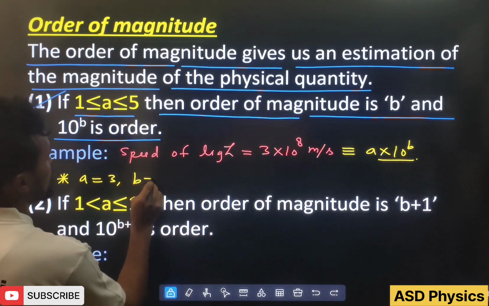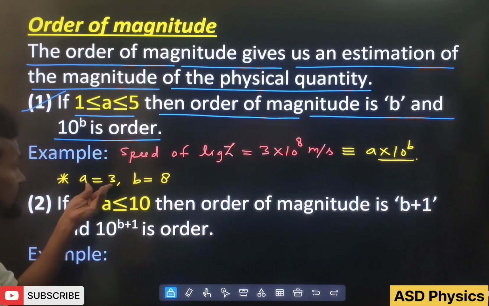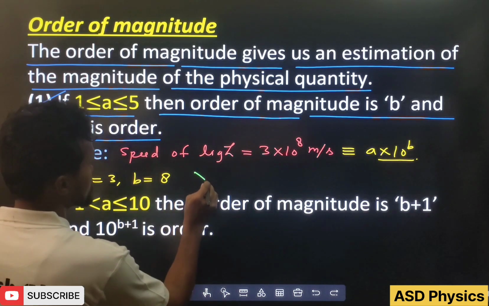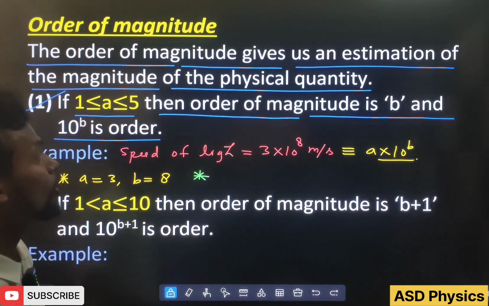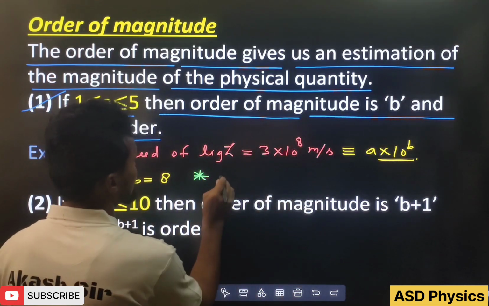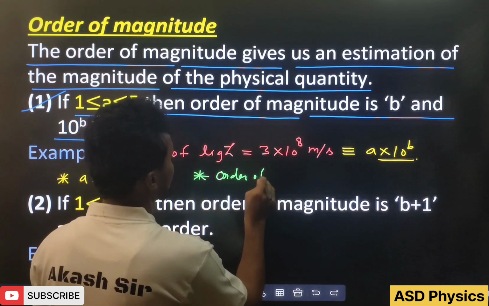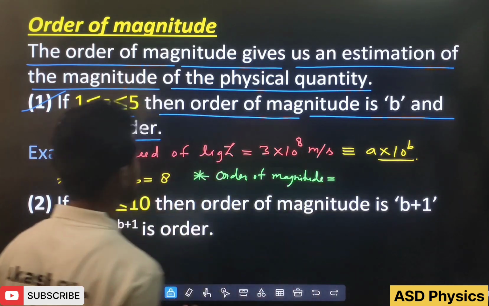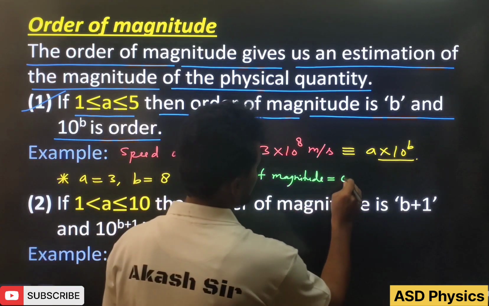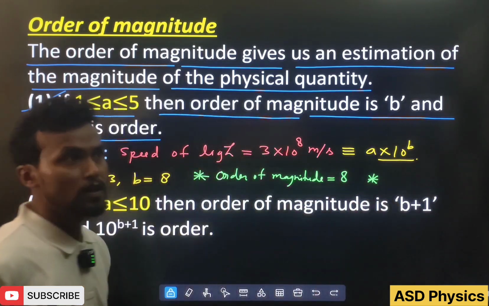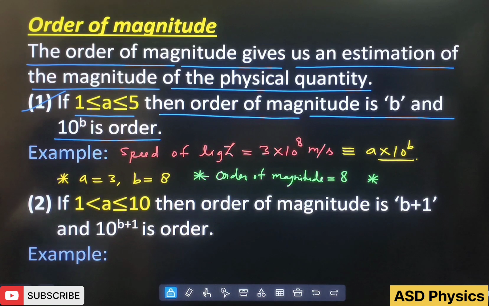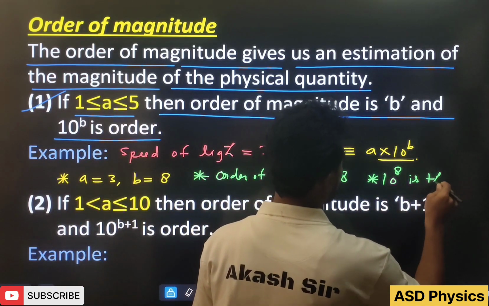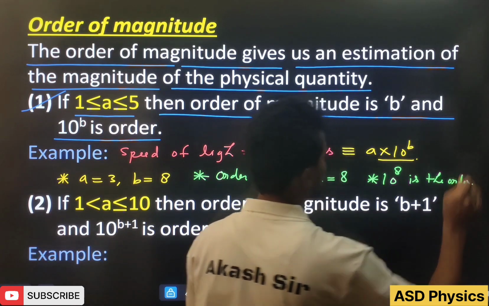3, and the value of b is 8. And see here, this 3 is coming between 1 and 5. So in this situation, if I write here the order of magnitude, it is b. That means the order of magnitude of the speed of light is b, that means 8. After that, what is the order? Order means 10 to the power b, and we can tell here 10 to the power 8 is the order.